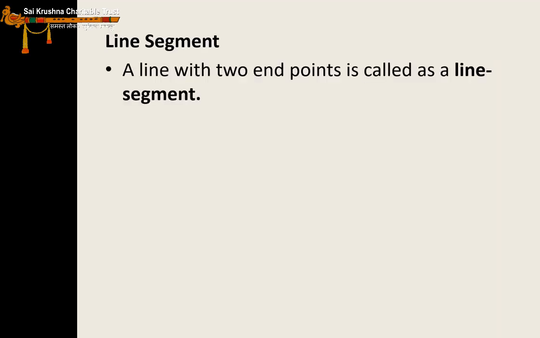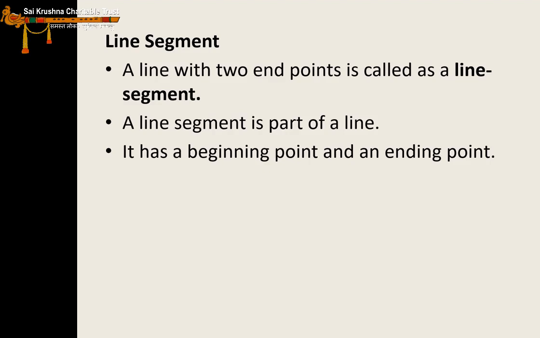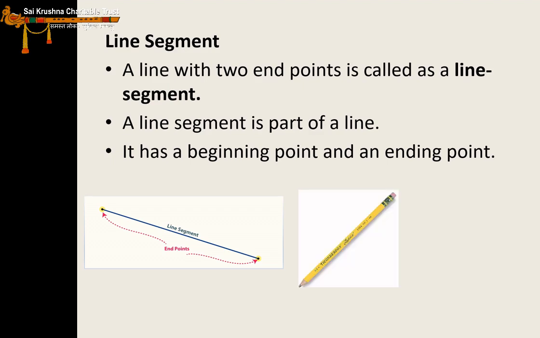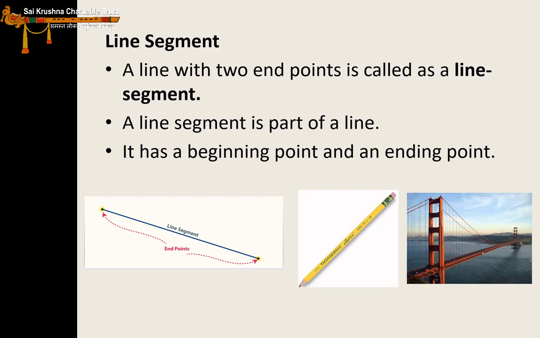A line with two endpoints is called a line segment. A line segment is part of a line. It has a beginning point and an ending point. For example, we see the image of a line segment and its endpoints are marked in yellow. Another example would be a pencil, as the tip of the pencil and the eraser at the back of the pencil form the endpoints of this line segment. A bridge too is a line segment as it has a starting point and an ending point.